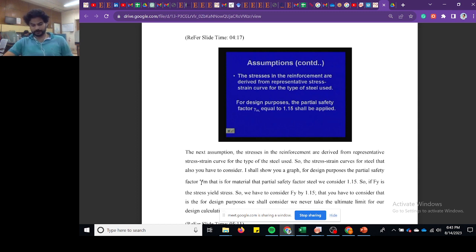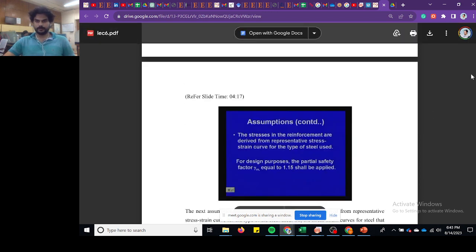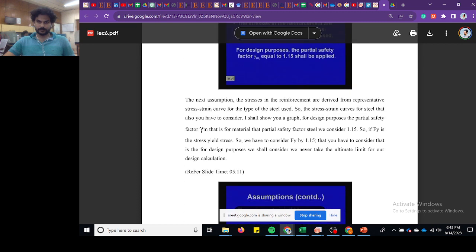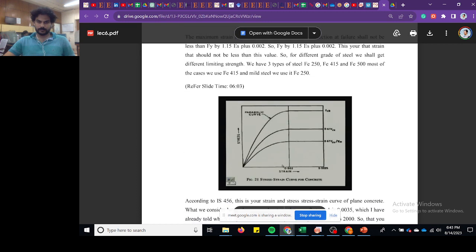Why is that so? Is there any logic behind it? Sir, if steel has a lower partial safety factor, even then if it fails it will give some sign, but concrete will not give any sign. So we take a higher partial factor of safety. Okay, so steel will give a sign because of deflection, you were saying.